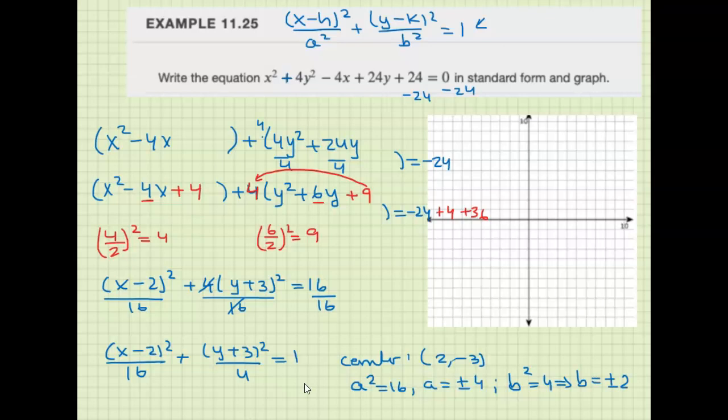Alright, we can graph this. So 2 and negative 3 is the center. Then I go 4 to the right and 4 to the left, and 2 up and 2 down. Right, so where do I end up? 2 and 4 is 6, so I have 6 and negative 3 is one end of it, and negative 2 and negative 3 is the other end of it. And we're going to draw the ellipse. Top half, bottom half. There we go. That's the graph of that ellipse.